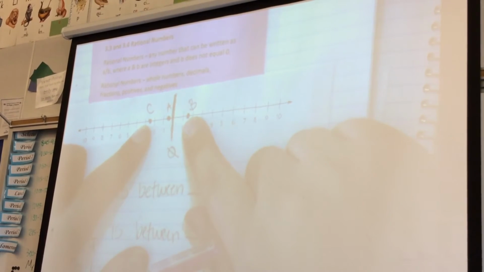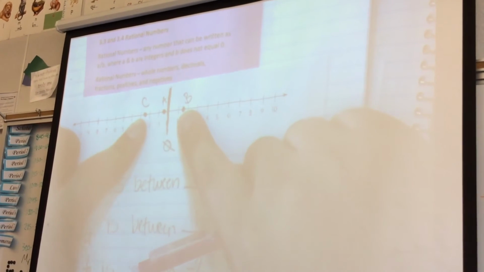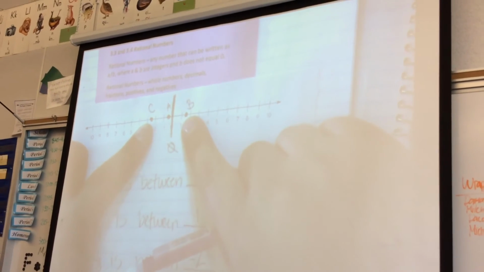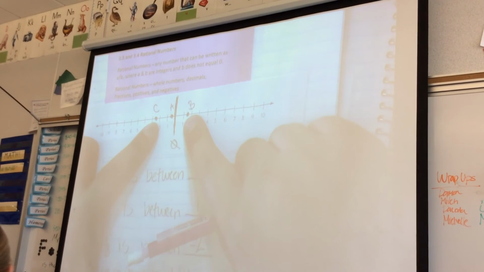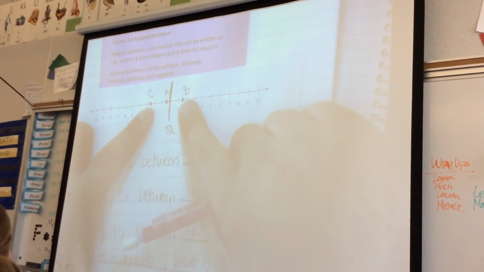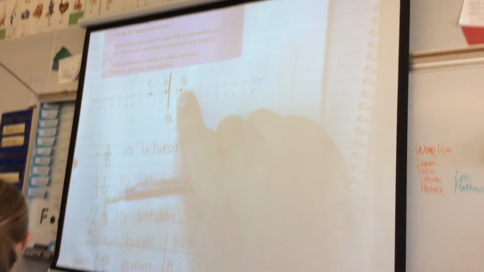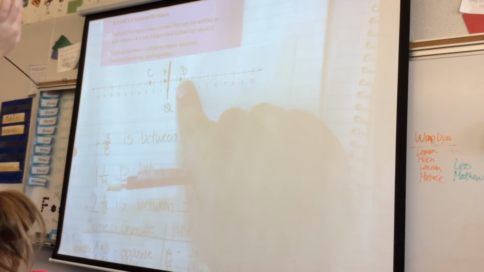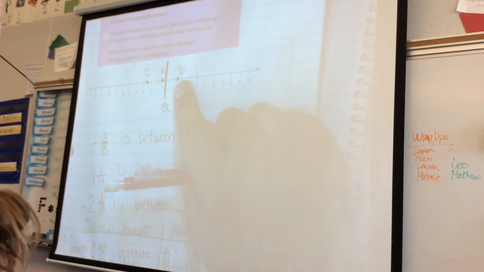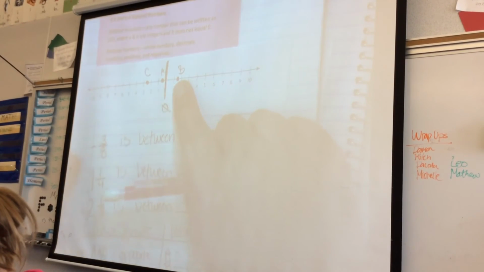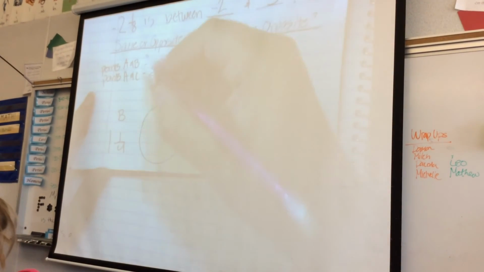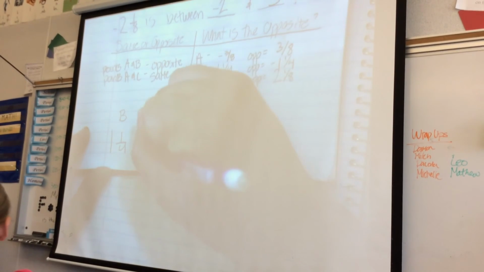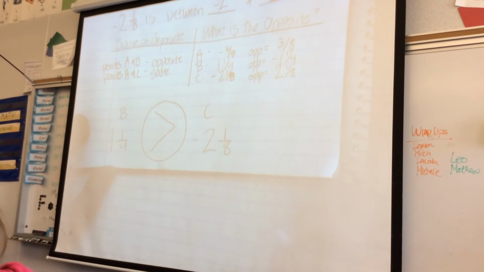Okay, I need all eyes up here in 3, 2, and 1. Which one is bigger, point B or point C? B. Can someone tell the whole class why is B bigger? Why is B bigger, Alex? B is bigger because it's to the right. Thank you. B is bigger because it's to the right on the number line. So I'm going to say that point B is bigger. It's greater than. Okay?